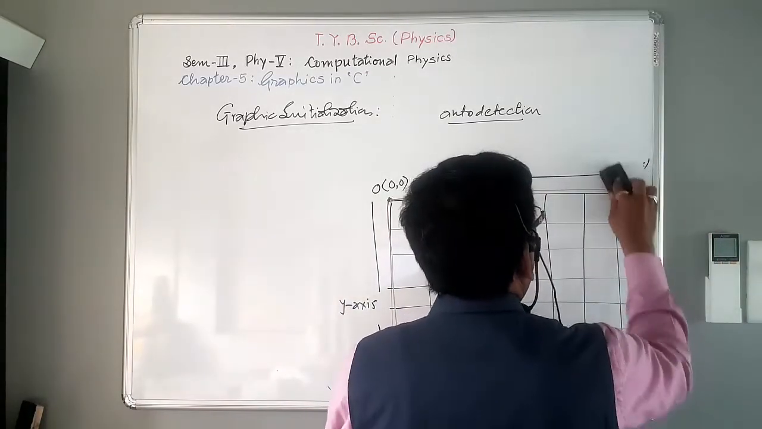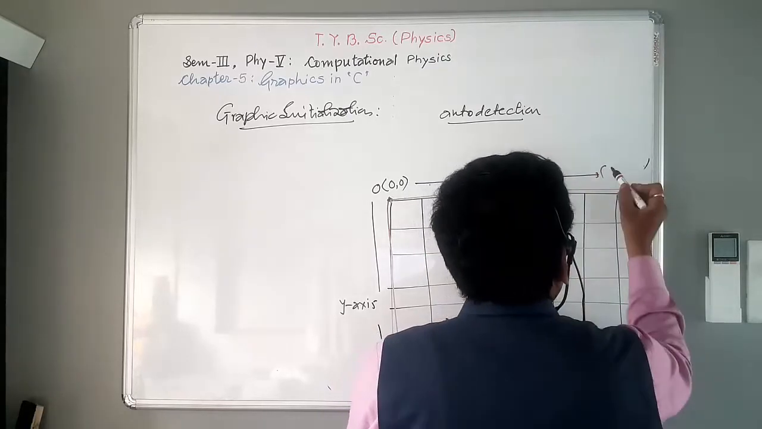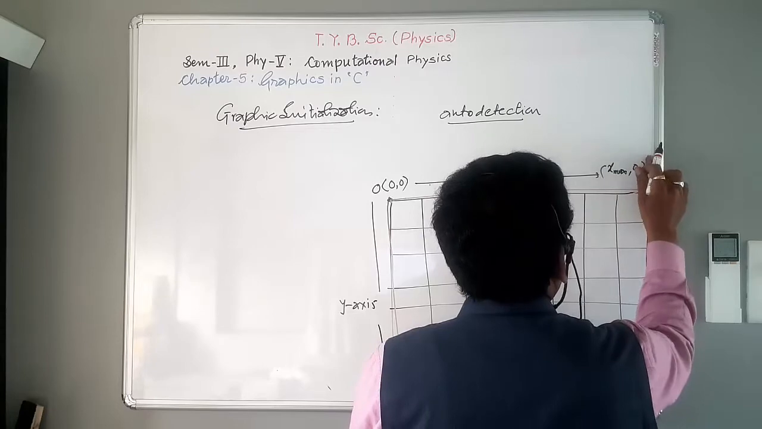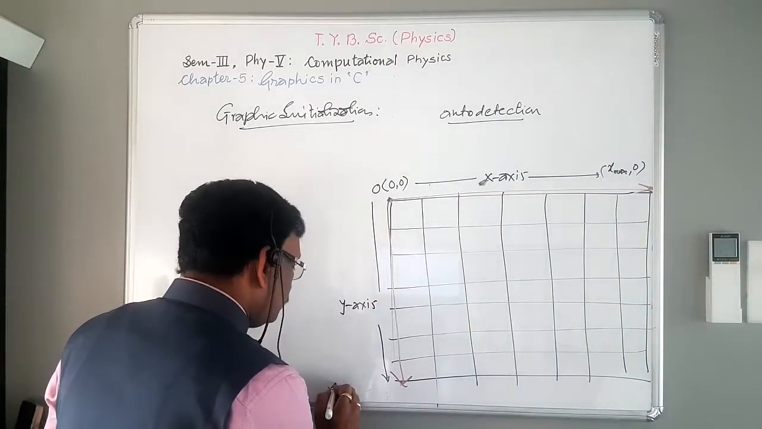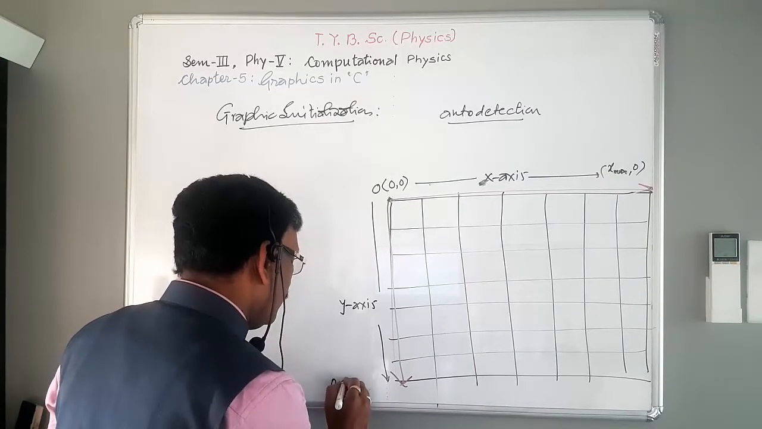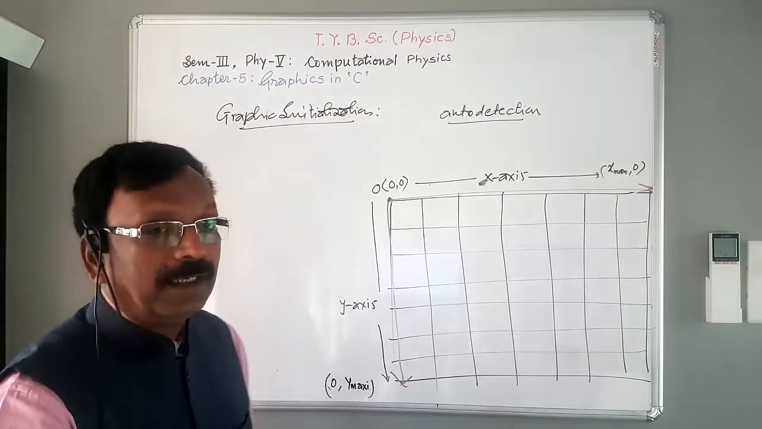Firstly we have to consider the x coordinate. So here the x coordinate is maximum and the y coordinate is 0. And here the x coordinate is 0 and the y coordinate is y maximum.